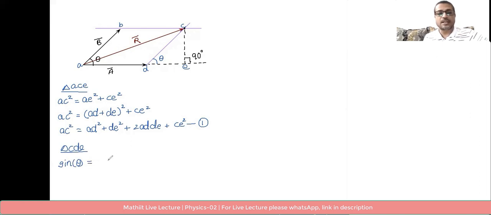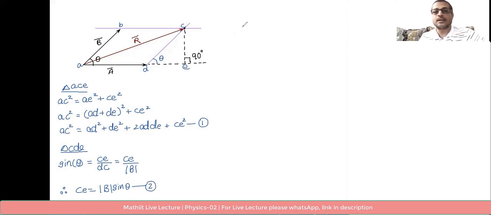Sine theta from this triangle is CE by DC. Isn't DC of the same length as that of B? Right? So we will write B here. Therefore, from this we get CE is equal to magnitude of B, it means only the length, into sine theta. Call this equation 2.